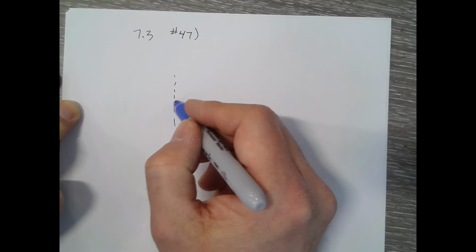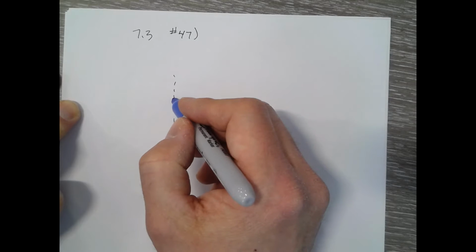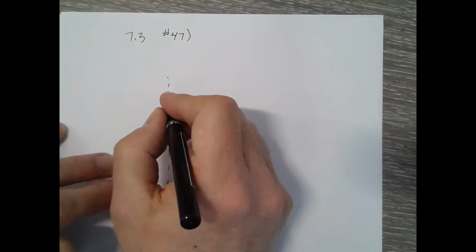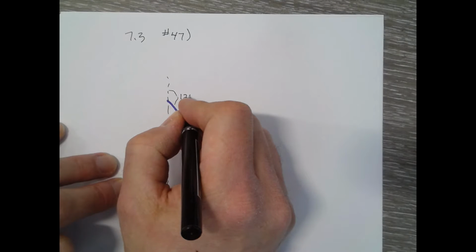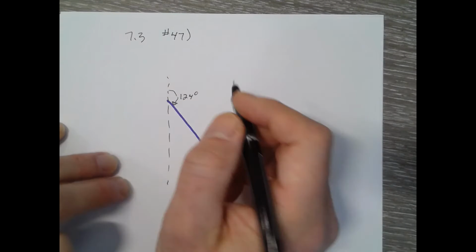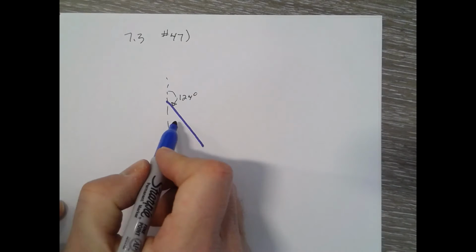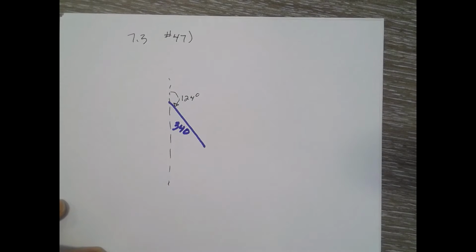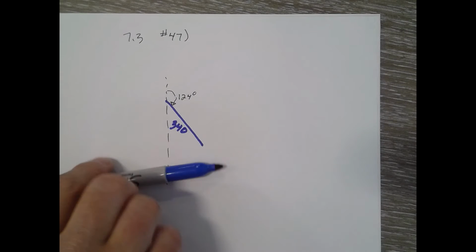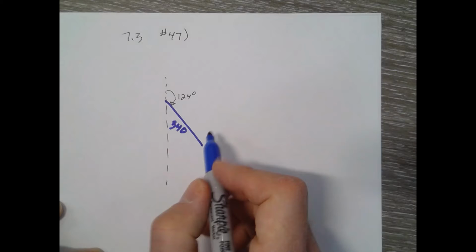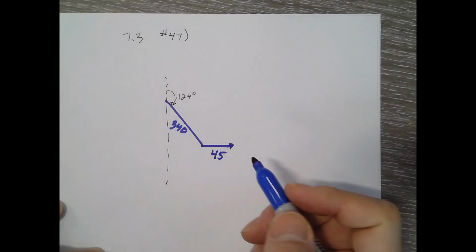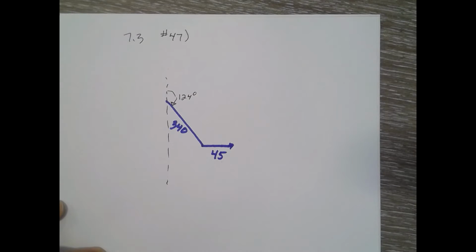There's 90, so we'll go like this. We'll call that 124 degrees, and it's traveling 340 miles an hour. A wind of 45 miles per hour is blowing from the west, so it's going this way, 45 miles an hour, so we'll call that 45. Find the ground speed of the plane.